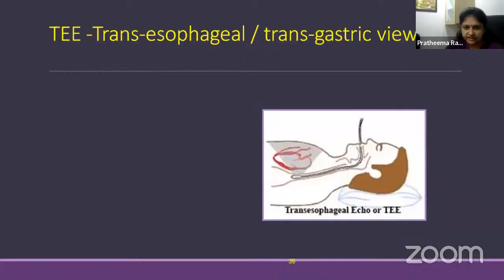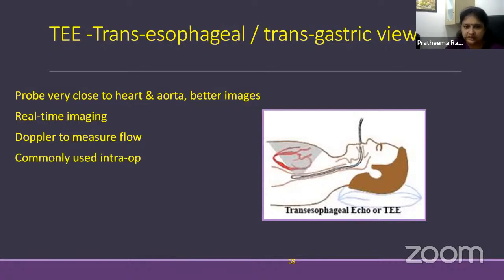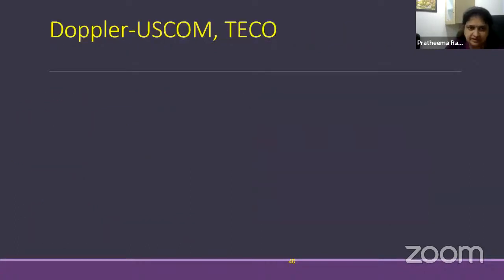So this is what the TEE is. We get the transgastric views. It is very close to the heart and aorta. Better images are seen real time. We can see how the heart is getting pumped. Is there any infective endocarditis changes? Is there any vegetations at the wall? This is basically how the health of the heart is, how good it is beating, or is it able to pump adequate blood. So it is invasive, it needs sedation, and only a skilled operator can do it. It cannot be done by everybody as the transthoracic echo can.